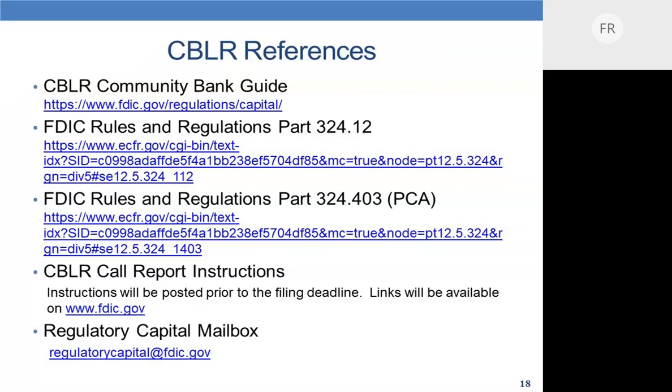And every institution, we encourage every institution to read the rule, understand it, ask us questions, and if you think it's appropriate, then you should use it. But of course, it's optional, and if you don't want to use it, you can also continue to do the risk-based capital requirements.